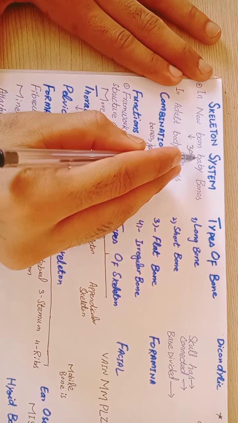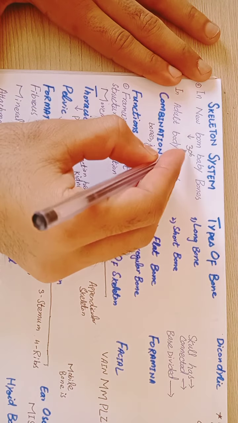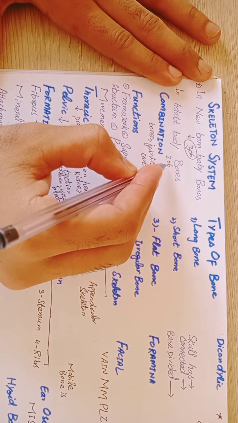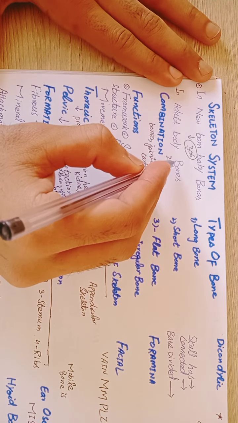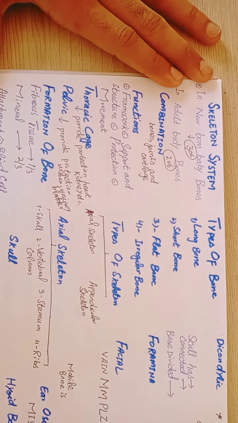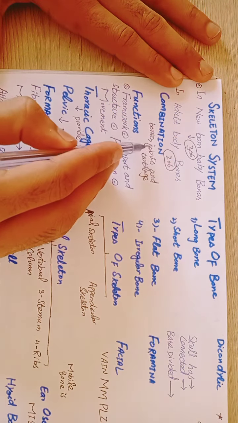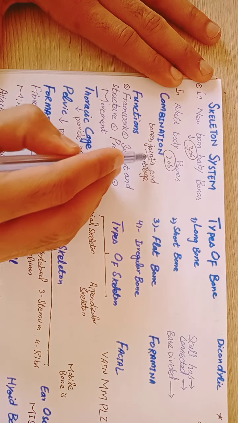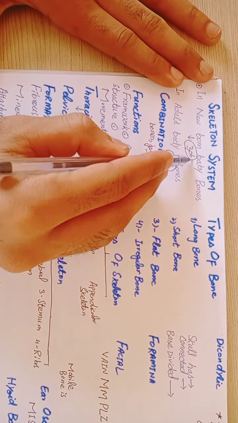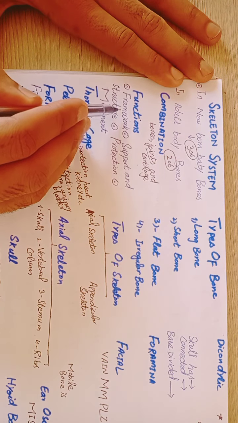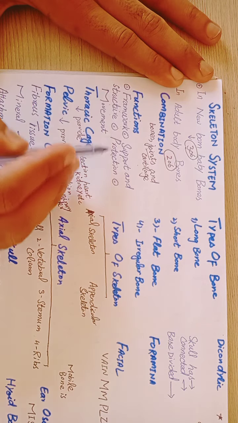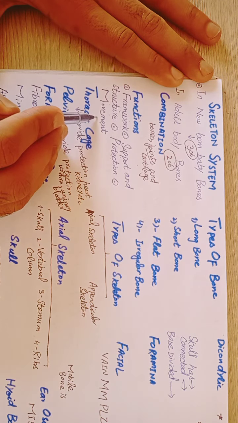In a newborn baby, there are 306 bones, but when the body is adult, the 306 bones fuse and form 206. The human skeleton system is the combination of bones, joints, and cartilage. Function of the skeleton system: it plays a vital role in framework, support, structure, protection, and movement.